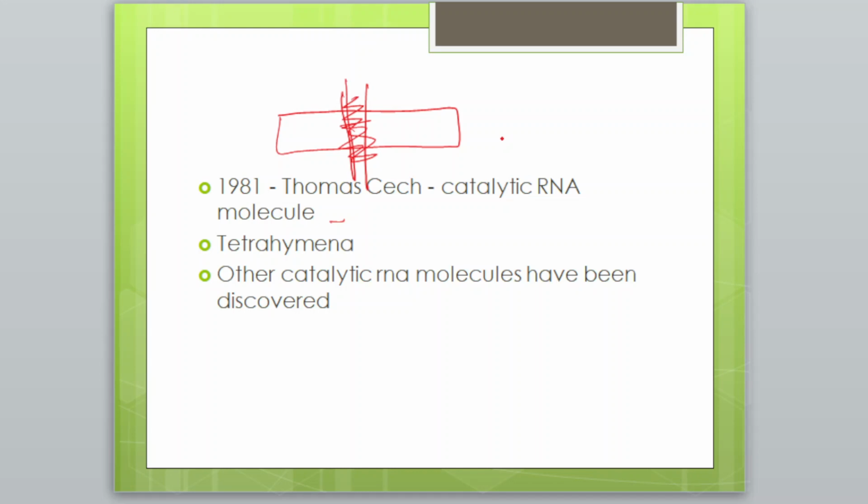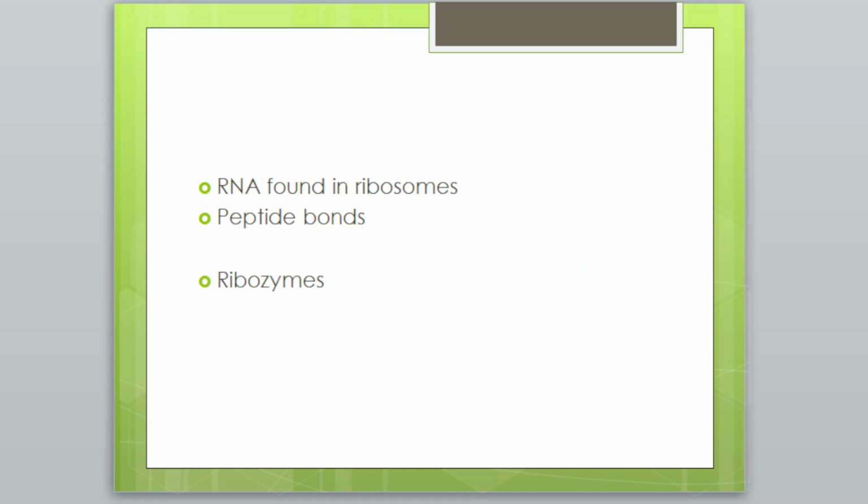Since then, other catalytic RNA molecules have been discovered, including an RNA found in the ribosome that is responsible for forming peptide bonds. Now, what are these peptide bonds? These peptide bonds are used to bind together amino acids to form a protein. So, this catalytic RNA is now known as ribozyme. Clear?